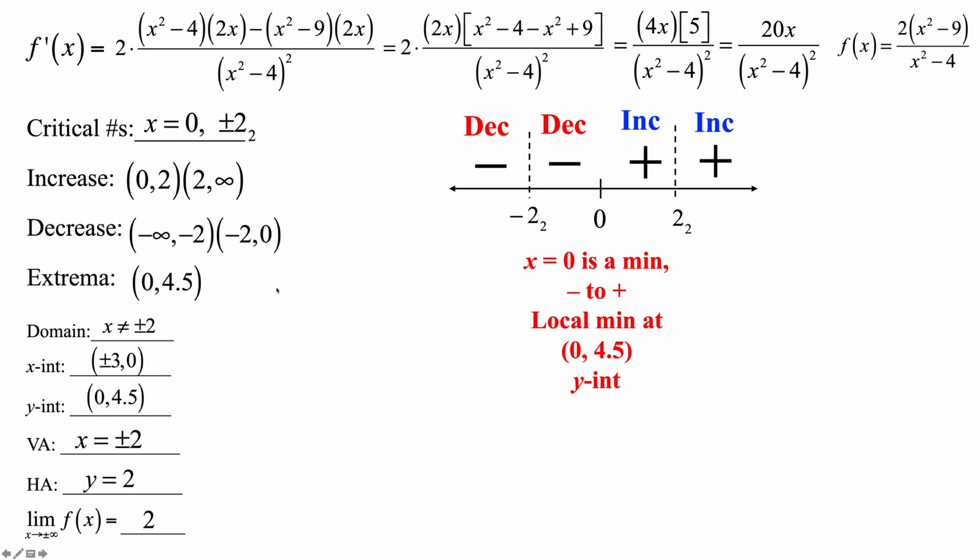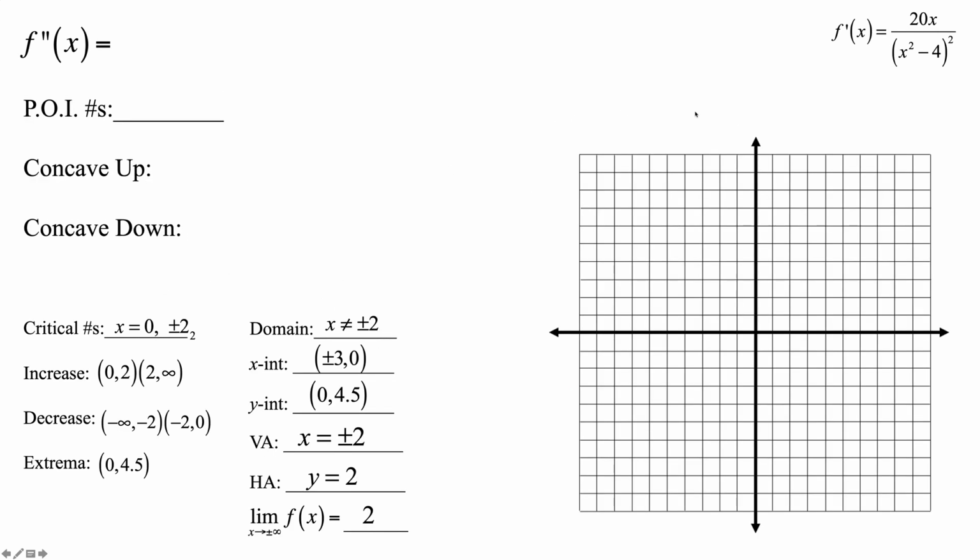Okay, now it's time to go find our second derivative. So we're going to have to use, again, the quotient rule. So our x squared minus 4 squared being squared, again, makes that to the 4th power. X squared minus 4 squared, that's your first function, times the derivative of the top, so that's 20, minus the top function 20x, times the derivative of the bottom. Now I'm going to do the chain rule here.